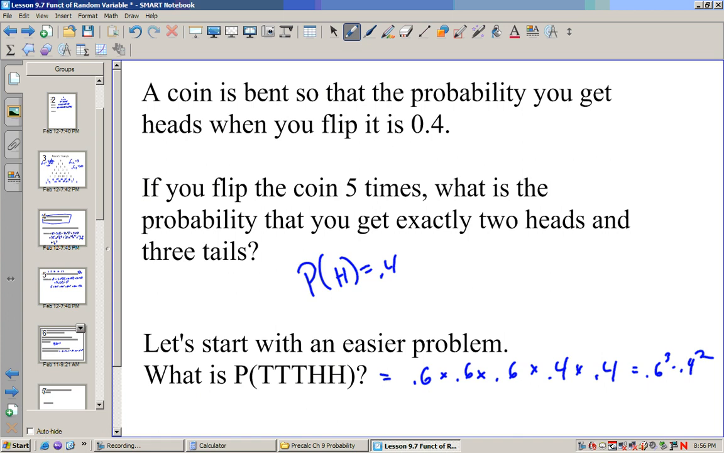Now if I take out my trusty calculator, I hit the wrong button at first. All right, 0.6 to the third times 0.4 to the second power. That gives us 0.03456.